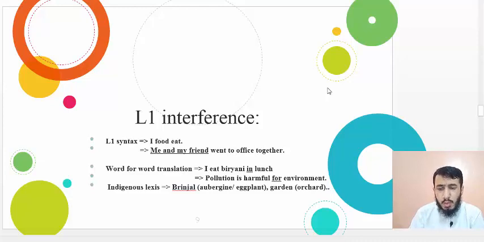And secondly, word-for-word translation is too much in Indian English, because they translate from their native languages to English. They say things like "I eat biryani in lunch." Now it should be "for lunch." Native speakers would say "for lunch." They would not say "in lunch." So, and "pollution is harmful for environment." Now this "for environment" is because of the L1 interference.